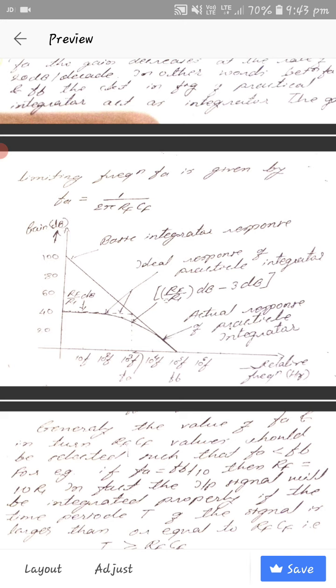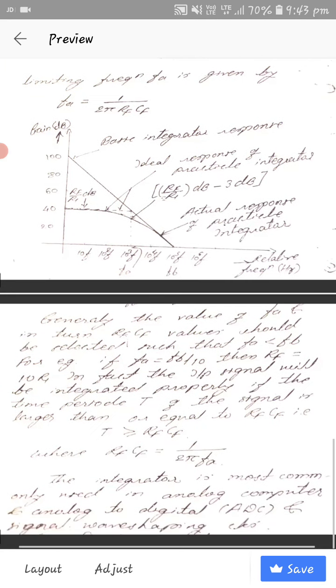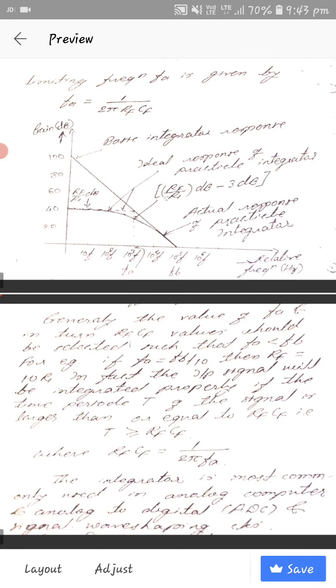The actual response of the practical integrator gives different responses at different relative frequencies as well as gain. When the frequency increases, the gain also increases linearly on the ideal line, but practically it increases smoothly and then the gain becomes constant.